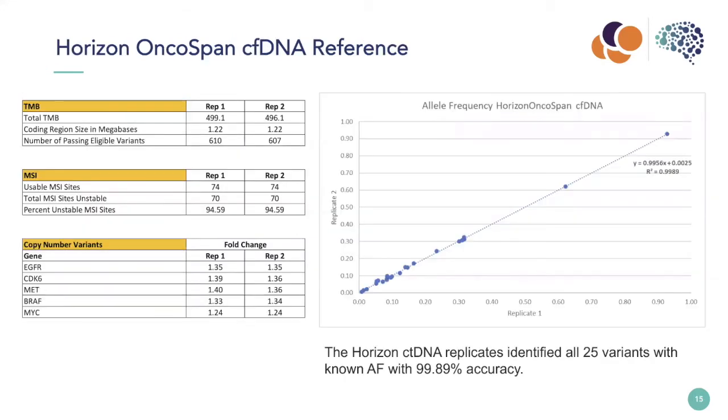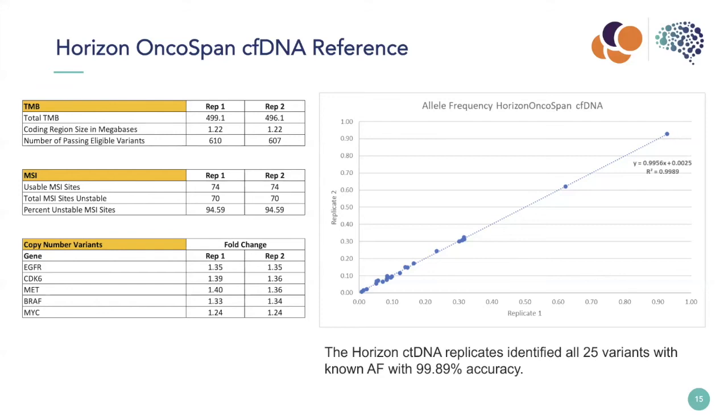So if we ask the question, what is the reproducibility of replicates on a complex sample such as the Horizon OncoSpan, you can see replicate 1 versus replicate 2, both in terms of fold change observed in copy number variant genes, which you see on the lower left-hand side of the slide, which include EGFR, CDK6, MET, BRAF, and MYC, as well as in the detection of MSI sites, and finally the calculation of tumor mutation burden, shown on the upper left-hand side of the slide. All very, very consistent between the two replicates.